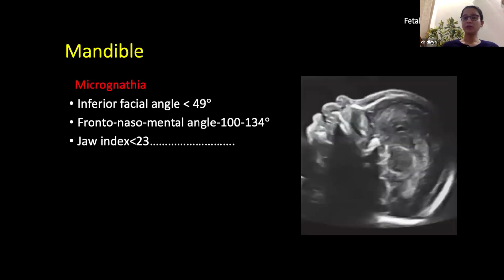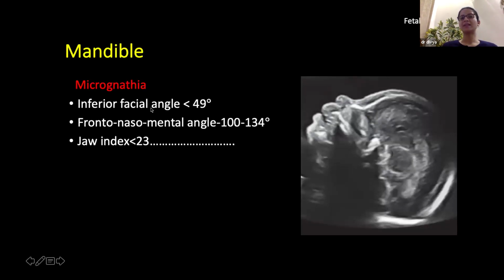Then the mandible can also be assessed in the profile view, and it's important to assess the mandible because in certain skeletal dysplasias, there is micrognathia or a small mandible. In fact, more than 30 angles and indices have been described to identify micrognathia, one of which is the inferior facial angle. I'll just be discussing the common ones.